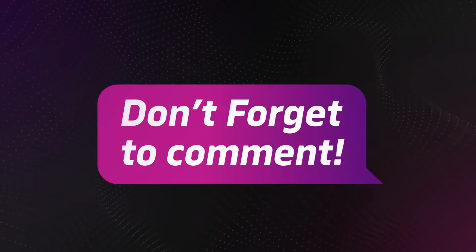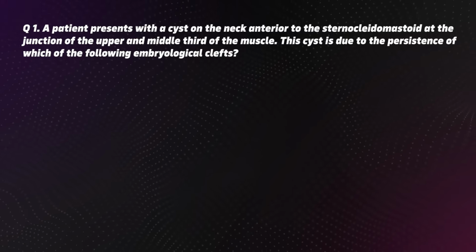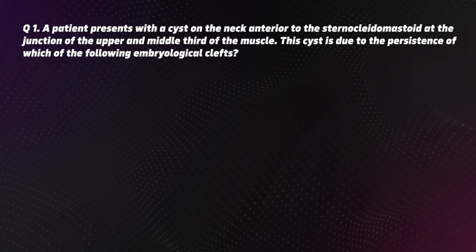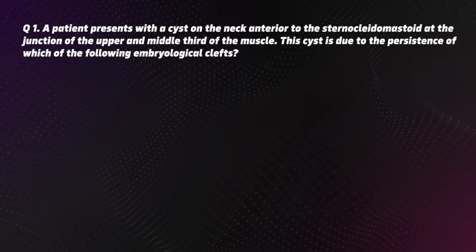Without further ado, let's jump straight into the first question. Question 1. A patient presents with a cyst on the neck anterior to the sternocleidomastoid at the junction of the upper and middle third of the muscle. This cyst is due to the persistence of which of the following embryological clefts?